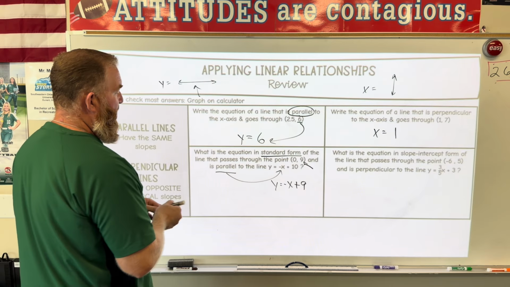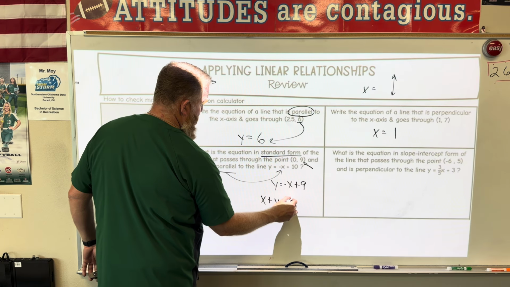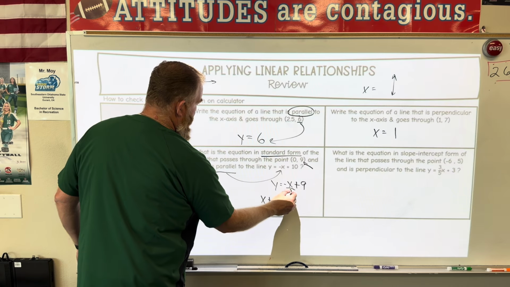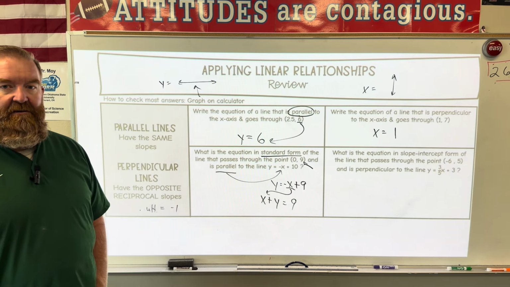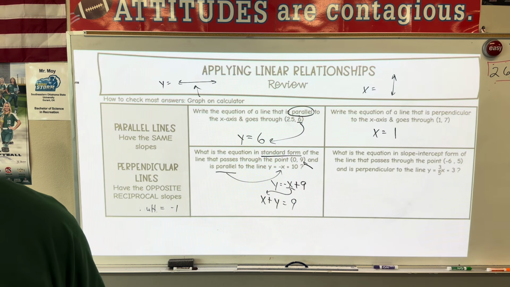Okay, so -x becomes a what, guys? x plus y equals 9. There it is, the standard form. I basically took the -x, put it over here, made it a positive. That's all I did. If it's not a fraction, it's easy. You just move it over.